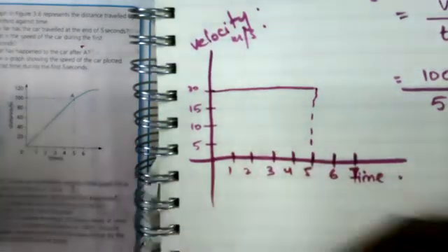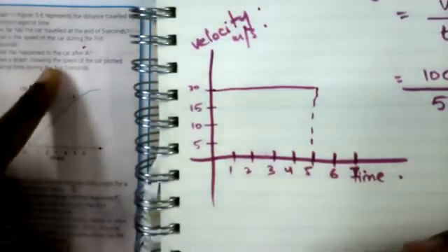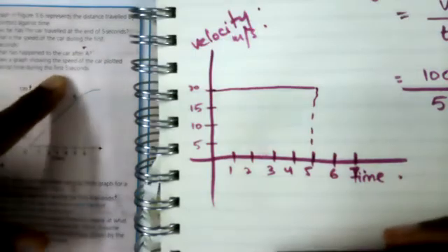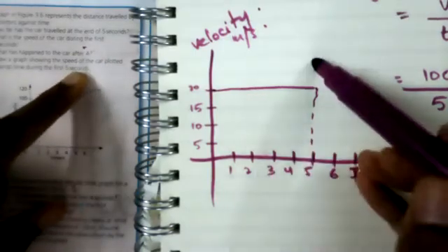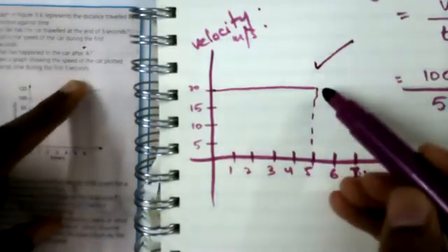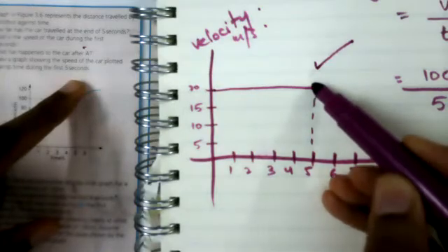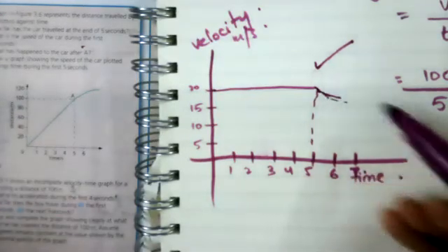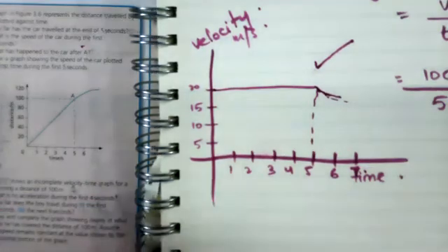Okay, have they asked you? They have asked you to draw a graph showing the speed of the car plotted against time during the first 5 seconds. So yeah, this is fine. But after 5 seconds, it decreases. How much we don't know, but it decreases.